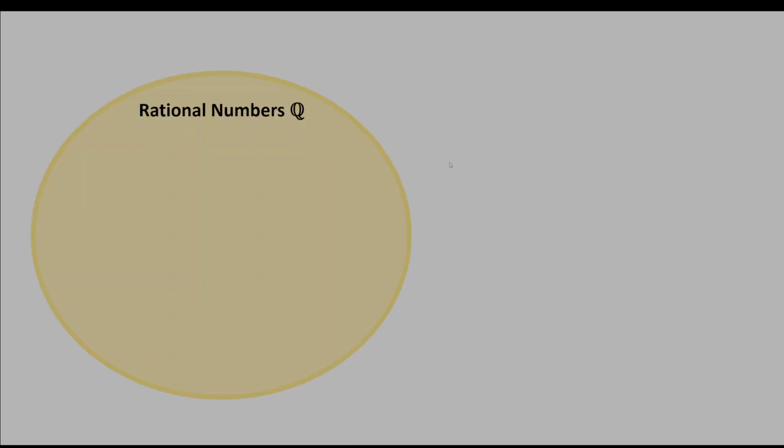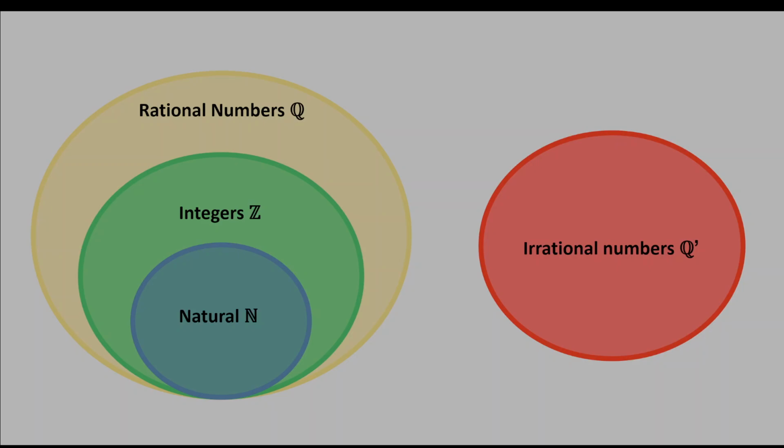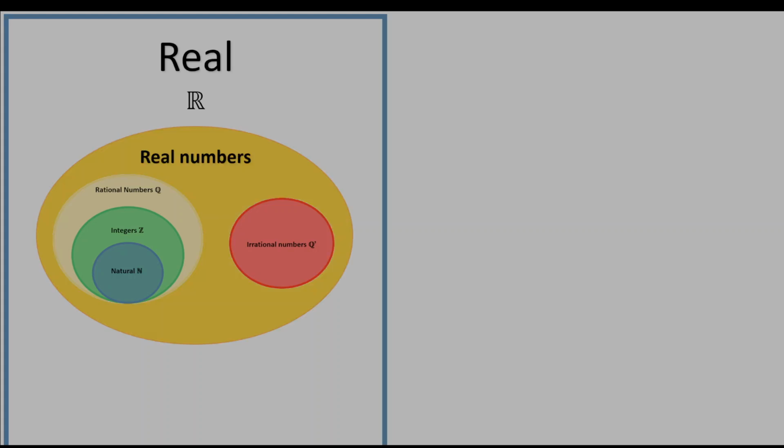Okay, now all of the rational numbers are essentially ratios of integers. All of the integers include all of the natural whole numbers. If we add in the irrational numbers, we can group all of these 4 different sets into one set called the real numbers. Okay, so all of those in that group are real numbers denoted with the symbol R.